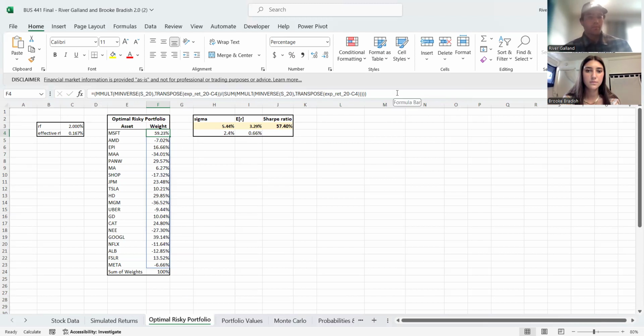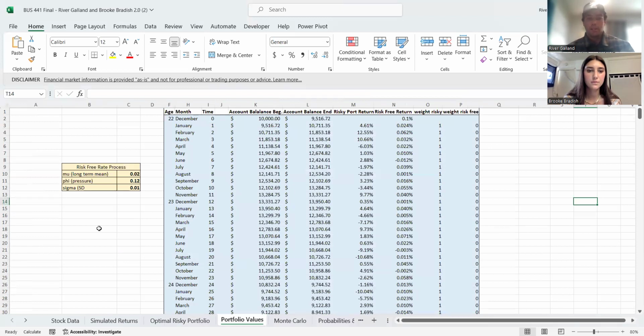And this is another matrix multiplication function, which takes advantage of the ability to use large data sets. It takes the matrix multiplication of the inverse of our covariance matrix times the transposed value of our expected returns minus the effective rate of interest. It's essential to do that part because without including the effective risk-free interest rate, you're not going to get your optimal risky portfolio. And then you divide it by the sum of those values to get an equal 100% weighted portfolio.